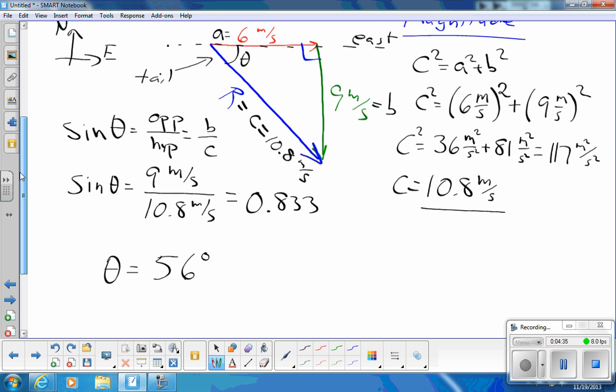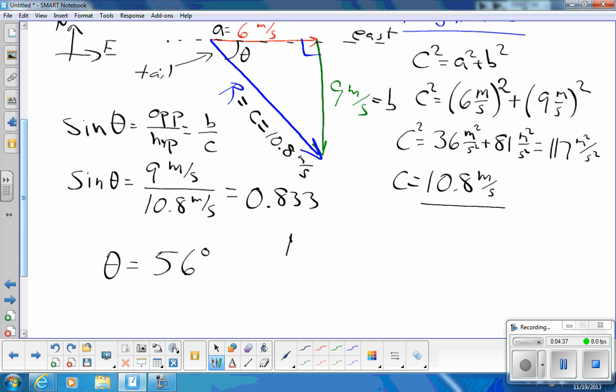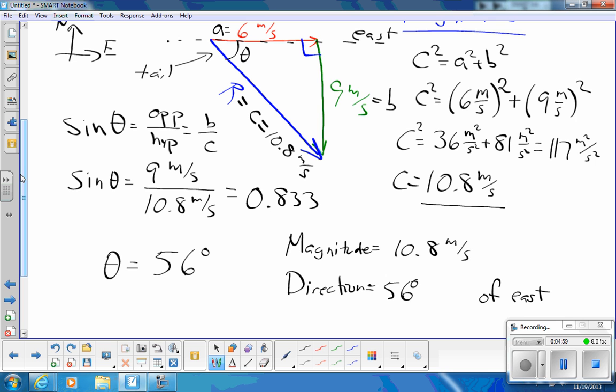And so the final answer would be that the magnitude of the resultant is 10.8 meters per second, and the direction of the resultant is 56 degrees. My reference direction is east, so it is "of east," which comes after the "of," and that vector is pointing south of east. So it's 56 degrees south of east, and I am done.